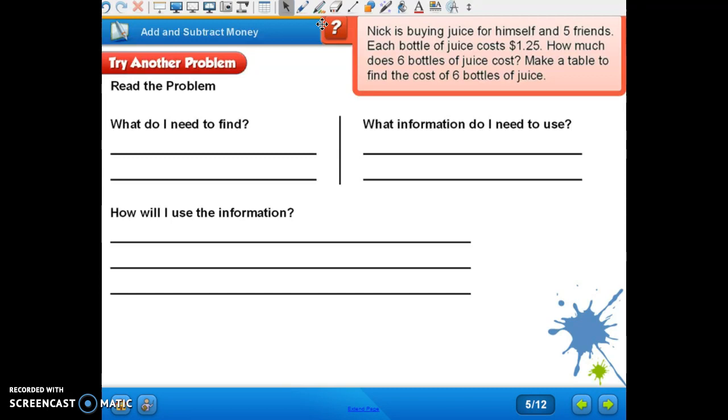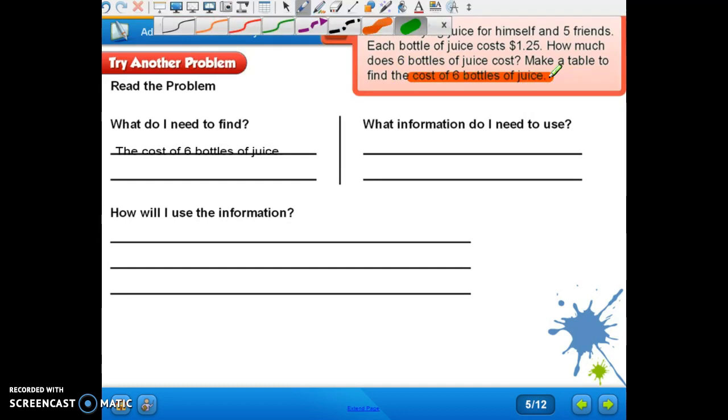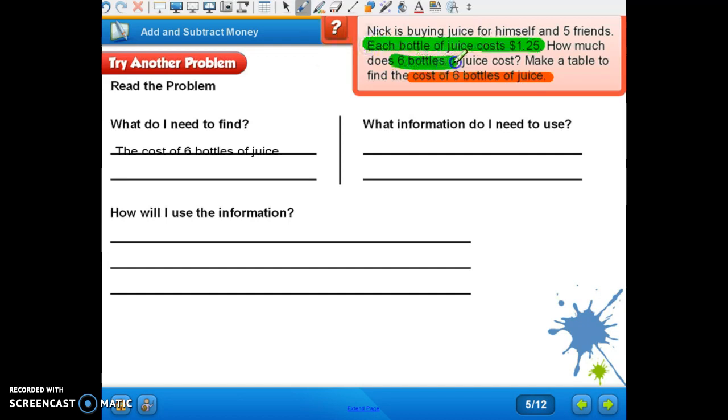First, what do I need to find? What is it we need to know? How much does 6 bottles of juice cost? Cost of 6 bottles of juice. Next, what information do I need to use? Each bottle of juice costs $1.25, and the 6 bottles of juice that he's going to buy.